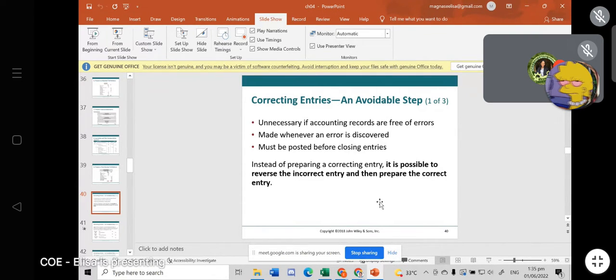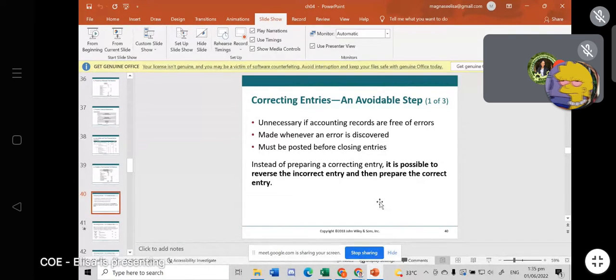However, there are correcting entries. These are an unavoidable step. This is unnecessary if accounting records are free of errors. It is made whenever an error is discovered, and it must be posted before closing entries. So meaning, before we make the closing entries, all errors must be found, analyzed, and all accounts reconciled, so that when we prepare the closing entries, it is complete.